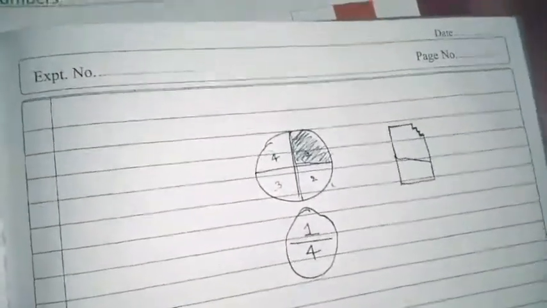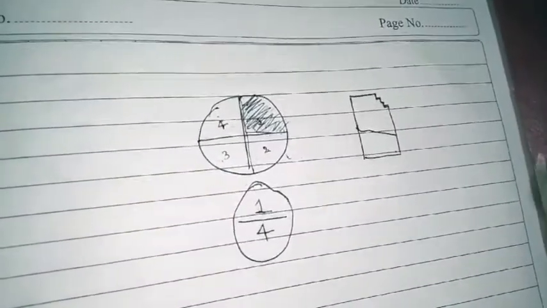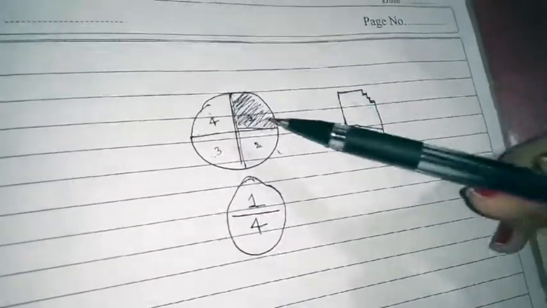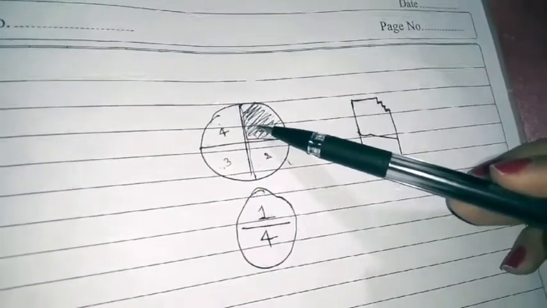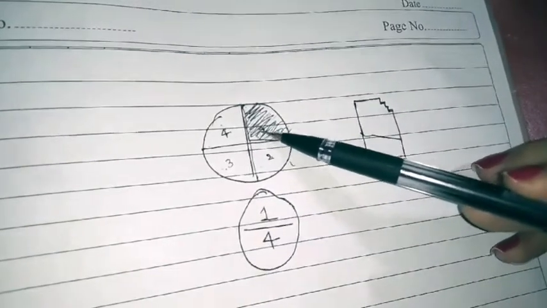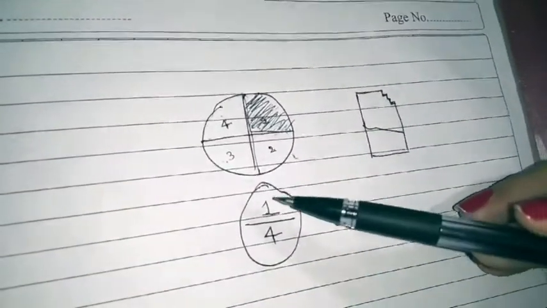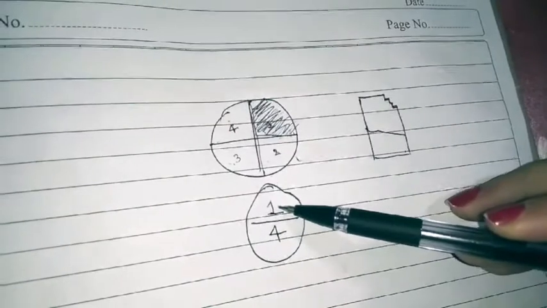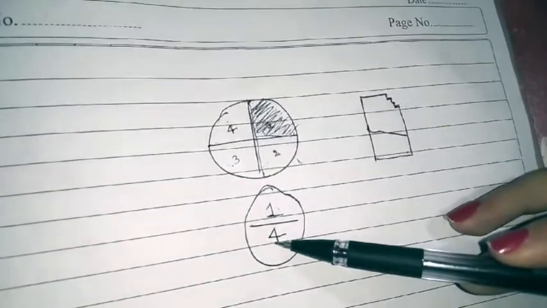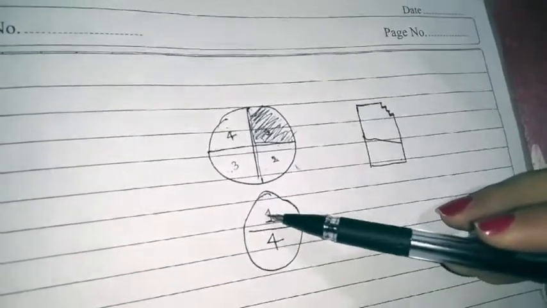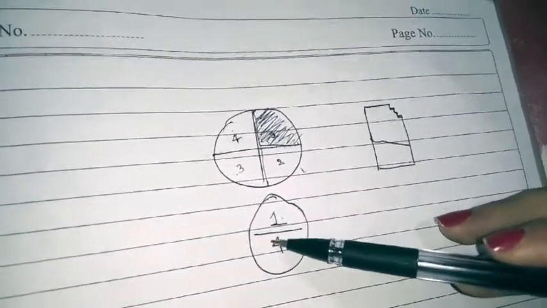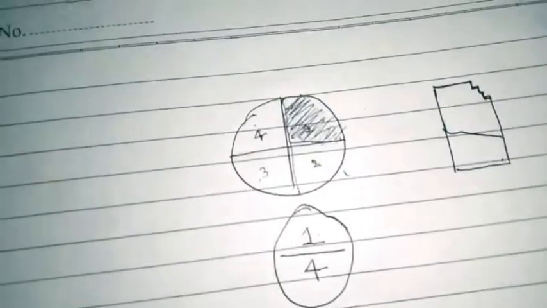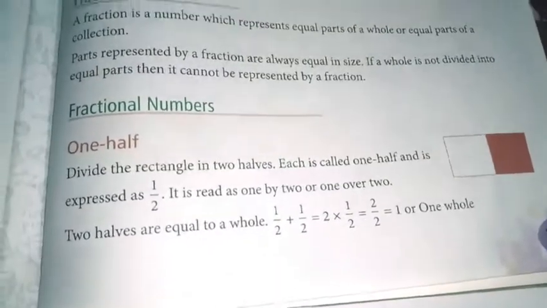Okay, you understood? Now when you are told to write a fraction, always see which part is told to write. Like for the example of pizza, this part is shaded, so only one part is shaded. So I wrote 1 above, and the total number of parts is written below. Write 1, put a dash, and write the total number of parts. Fractional numbers.